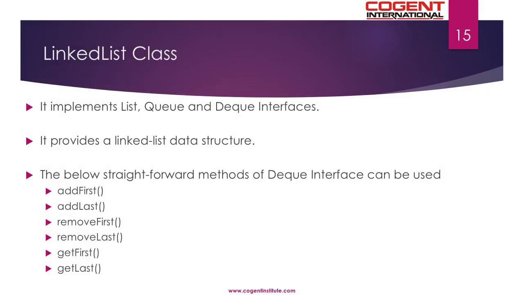Linked list class implements the list, queue and deque interfaces. It provides a linked list data structure. The below straightforward methods of the deque interface can be used: addFirst, addLast, removeFirst, removeLast, getFirst, getLast.